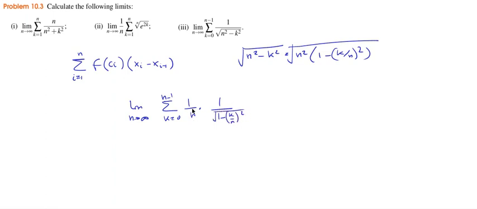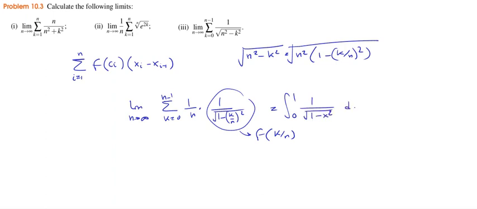And now again, this is the value of the function f at k over n. This is the width of the intervals. This is the integral between 0 and 1 of f, which is 1 over the square root of 1 minus x squared. And this, if you don't remember, is the arcsine of x between 1 and 0. Now what's the arcsine of 1? It is pi over 2, right? The arcsine of 0 is 0, so this is pi over 2.